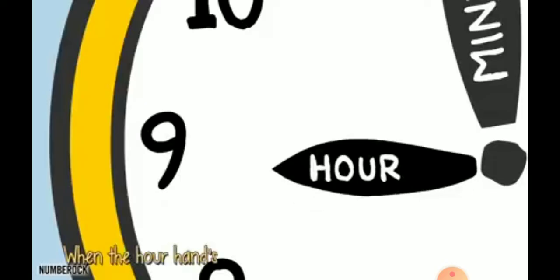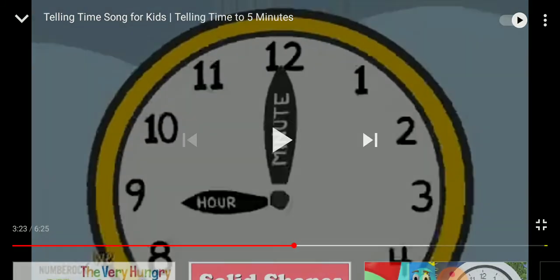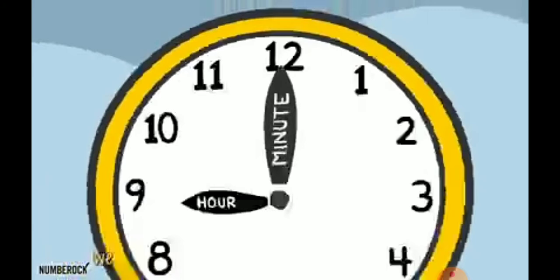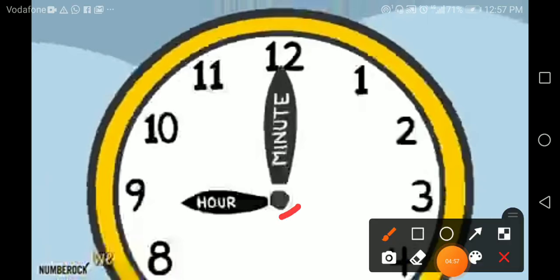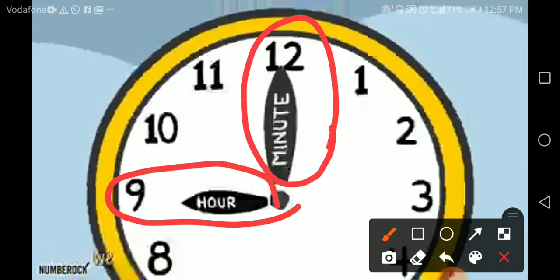When the hour hand is on a number and the minute hand is up. So let's have a revision here. I have here the short hand. As you see, the short hand points to the hour. The long hand points to the minutes. So, what time is it now? It's exactly 9 o'clock.